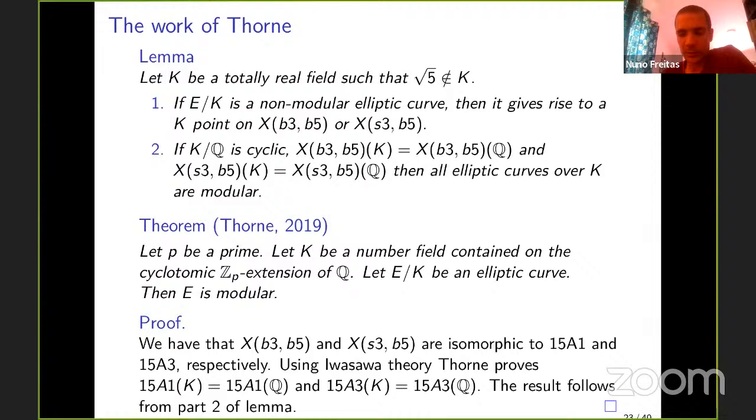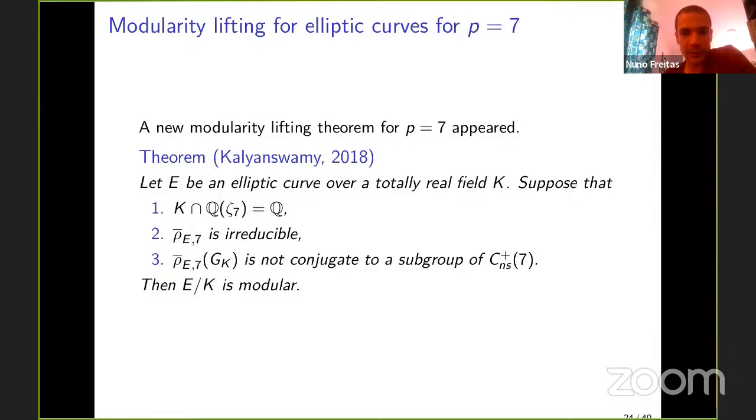But then we have an additional modularity lifting theorem that appeared more recently, and that is the following. This one now works for p equals 7. Again, we need the condition that the intersection of our field K with the 7th cyclotomic field must be Q. The mod 7 representation is irreducible, and moreover, the image of the mod 7 representation is not conjugate to a subgroup of the normalizer of the non-split Cartan modulo 7. If this holds, then the curve E over K is modular.